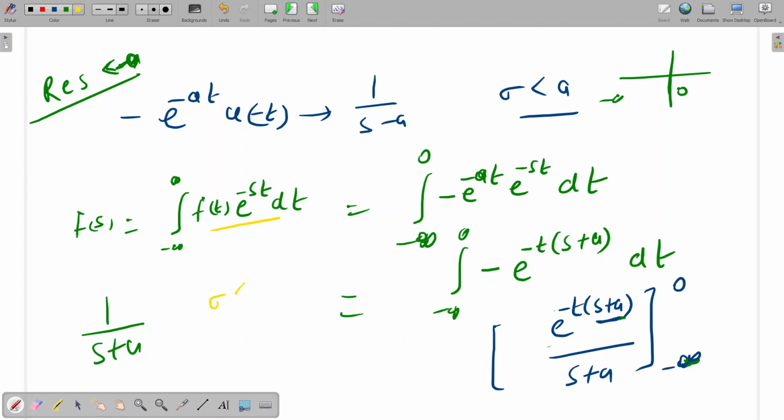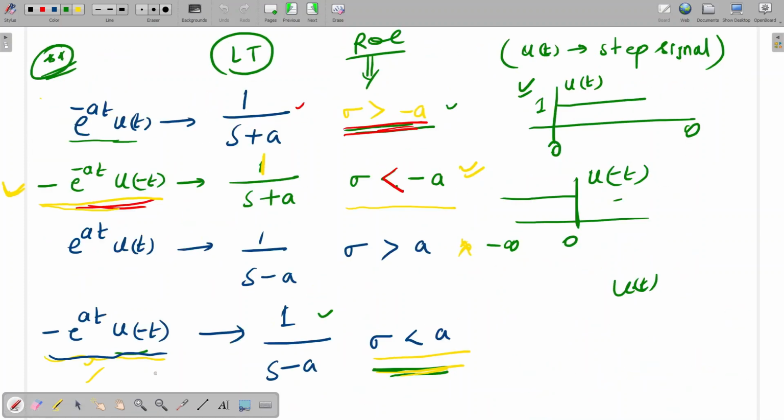Sigma should be less than... Sir, the denominator should be s minus a, sir. No, no. The denominator here is s plus a only, no? Here it is minus a. So it is correct only, I think. If you see, this only we are doing, no? Okay, okay. Yes, we take e power minus at, sir.